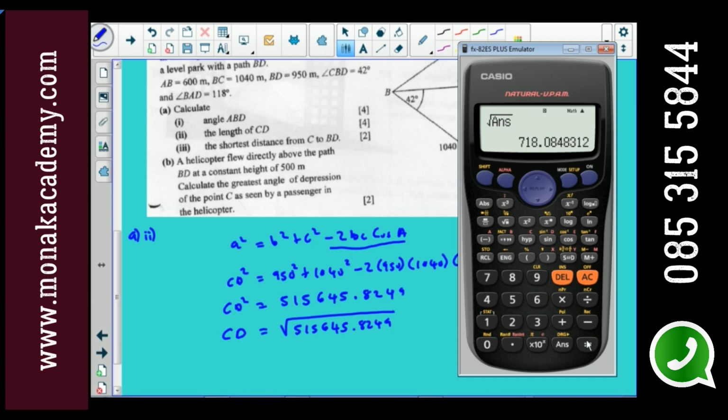718.08. Because this is not an angle, it's 3 significant figures. So it will become 718.08. You take out the 0. Oh, it's just 718. Excellent.